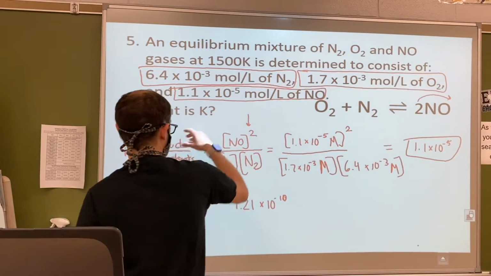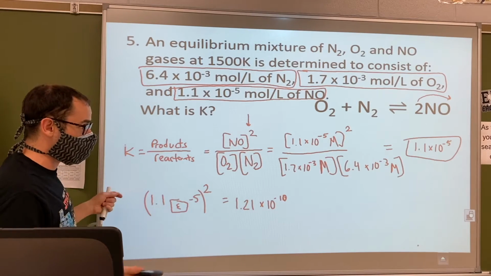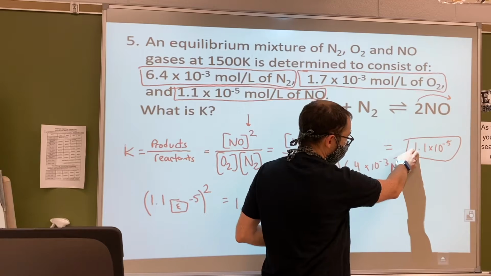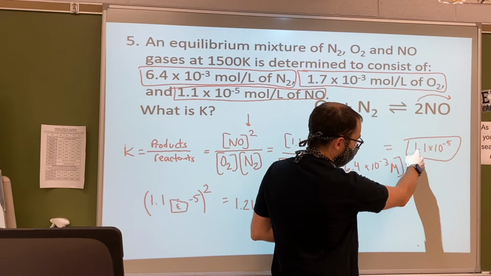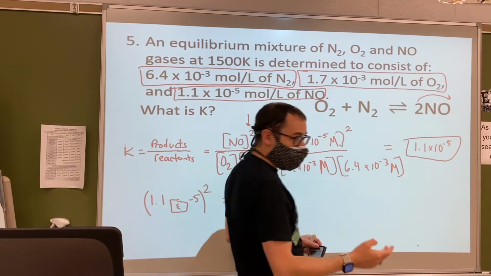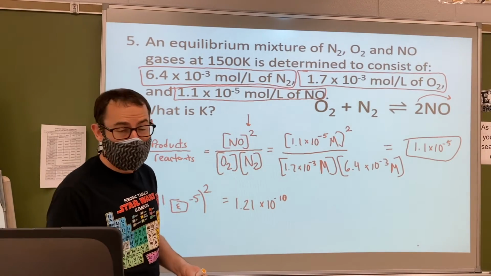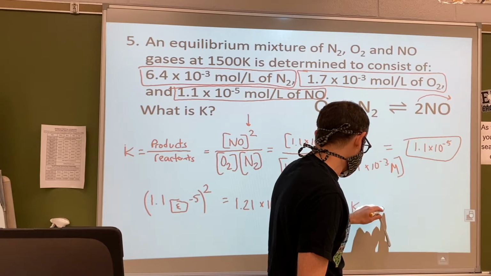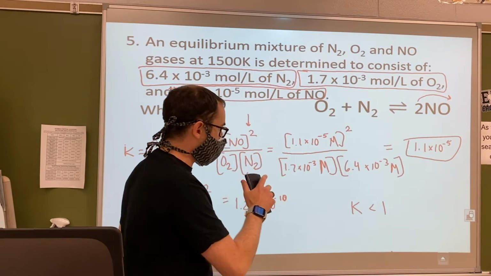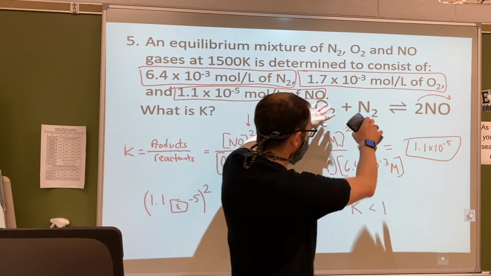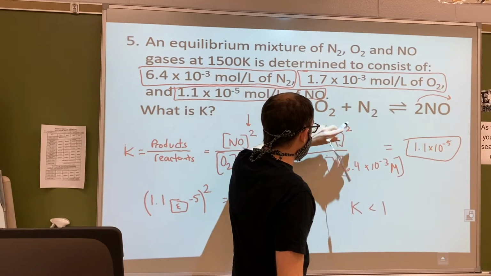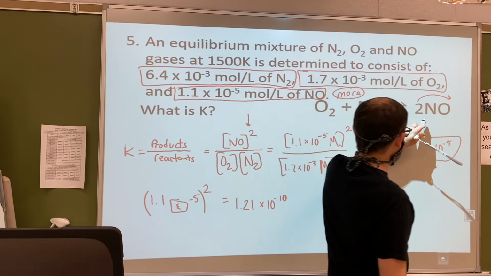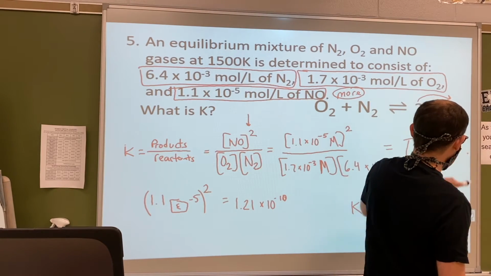So the next question is, is this a large K or a small K? Well, is that number larger or smaller than 1? It's 1.1, but it's to the negative fifth, right? So that is much smaller than 1. Because K is less than 1, when this equation goes to equilibrium, you're going to have more of the reactants and less of the products.